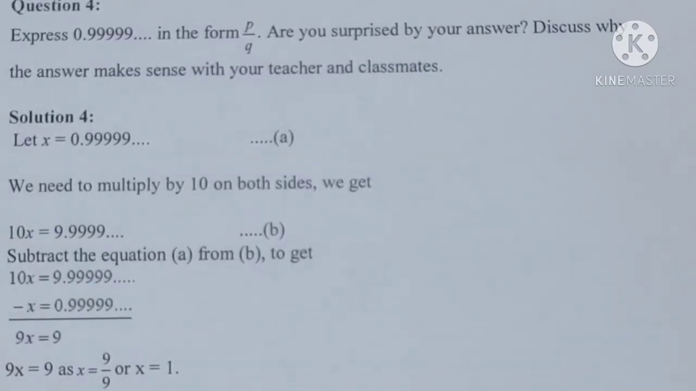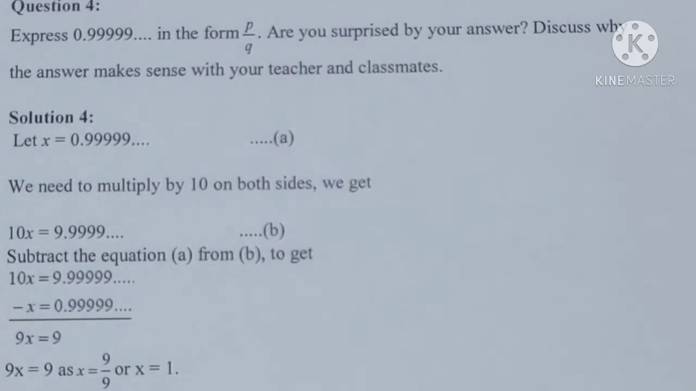Question number 4. Express 0.99 etc. in the form p by q. Are you surprised by your answer? Discuss why the answer makes sense with your teacher and the classmates. Now the solution: we should follow the same procedure.